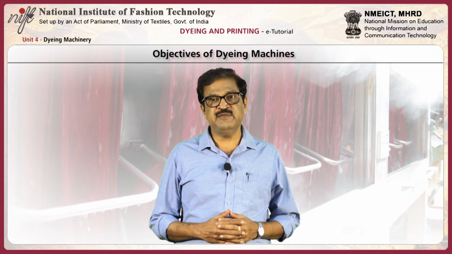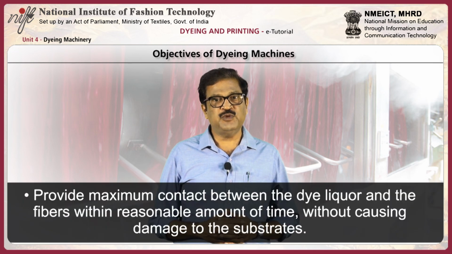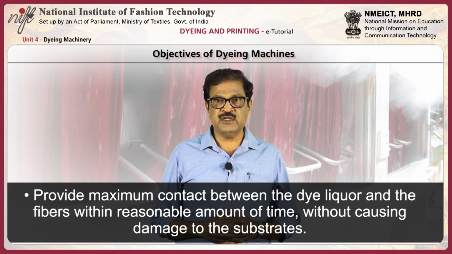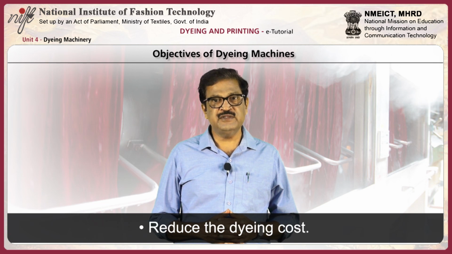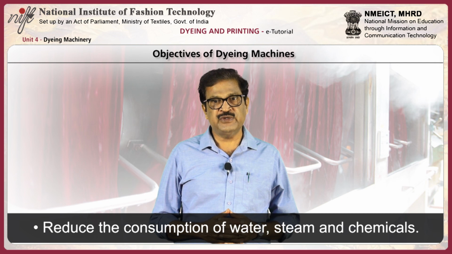Objectives of dyeing machines: to provide maximum contact between the dye liquor and the fibers within a reasonable amount of time without causing damage to the substrates, to increase the rate of production, to reduce the dyeing cost, to reduce labor cost, and to reduce the consumption of water, steam and chemicals.